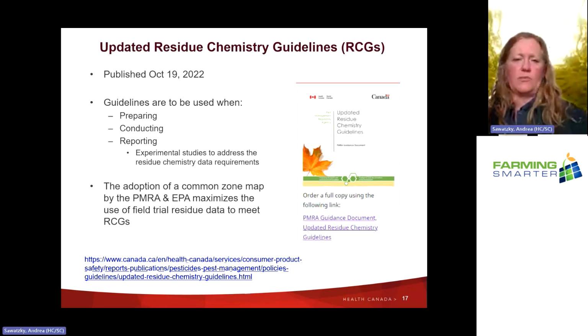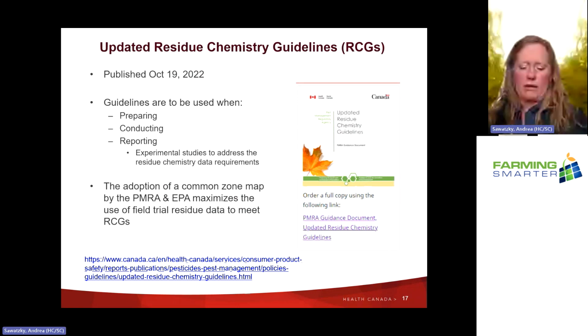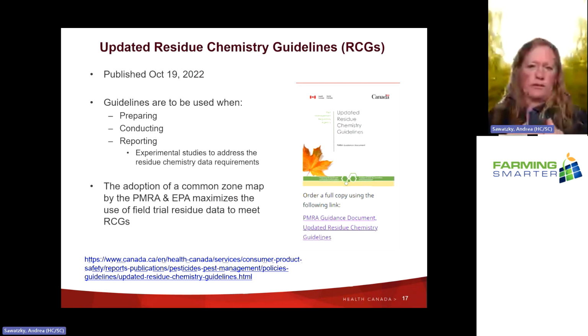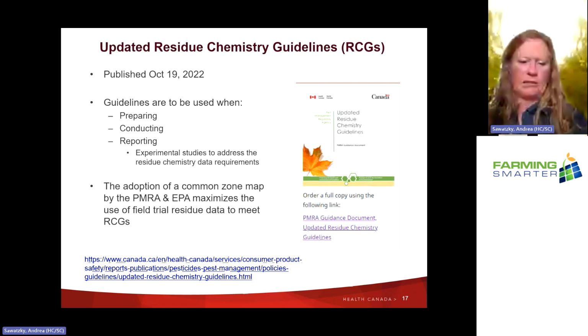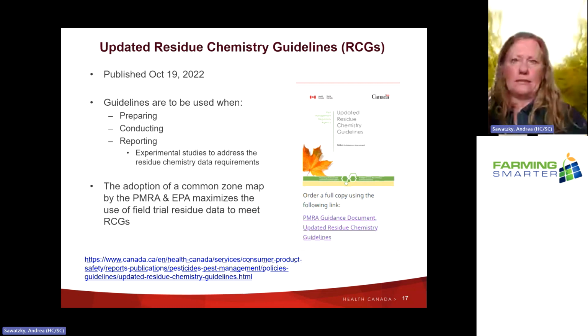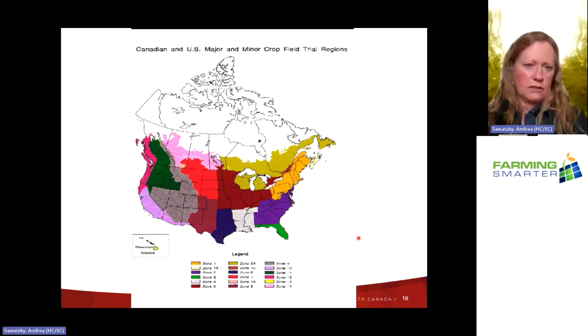So this is when they adopt a common zone map. This is done because we're North America. So basically the US Environmental Protection Agency and the PMRA have a map. This is the map they use when they do field trial residue data, and I'll show you the picture here. If you look in here, these are all the little map zones. Anything that's tested in one of these colors will work for every single product in that group.